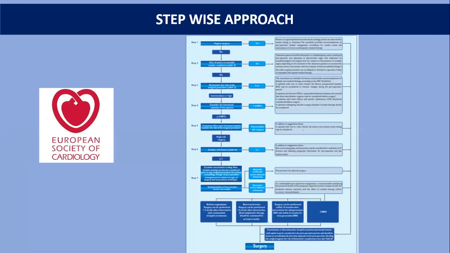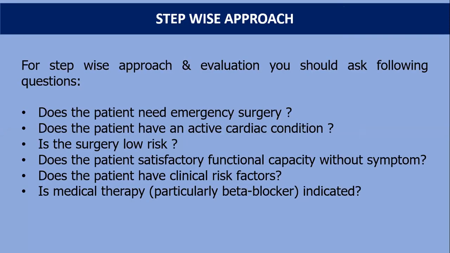You will see that these two are the same, and this is particularly true for the patient who is suffering from suspected coronary artery disease. But before going into the stepwise approach, you have to know the answers to the following questions. Does the patient need emergency surgery? The decision will depend on that. Does the patient have an active cardiac condition? We'll go into this later. Is the surgery a low risk, intermediate risk or high risk? Does the patient have satisfactory functional capacity without symptoms? Does the patient have clinical risk factors? Medical therapy, particularly beta blocker, is indicated for the patient.